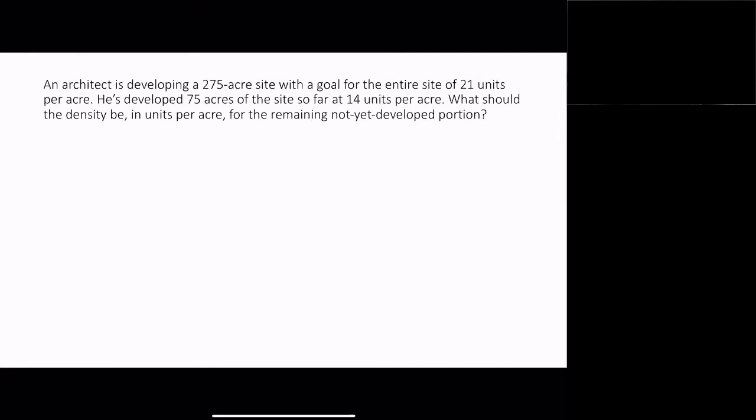An architect is developing a 275-acre site with a goal for the entire site of 21 units per acre. That's going to be our density. He's developed 75 acres of the site so far at 14 units per acre. What should the density be in units per acre for the remaining not yet developed portion?